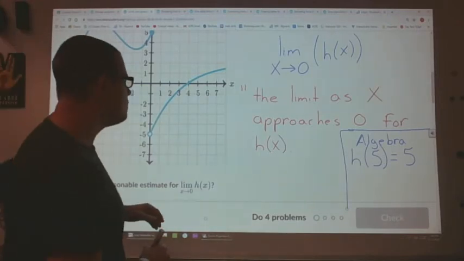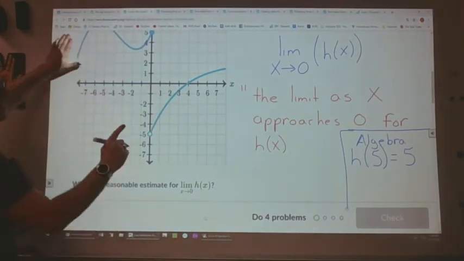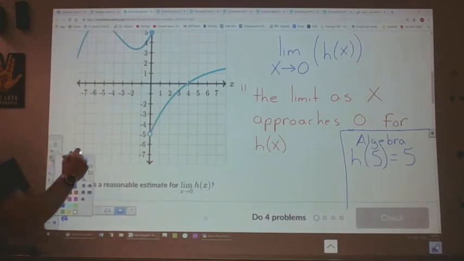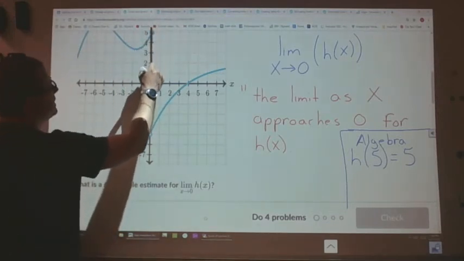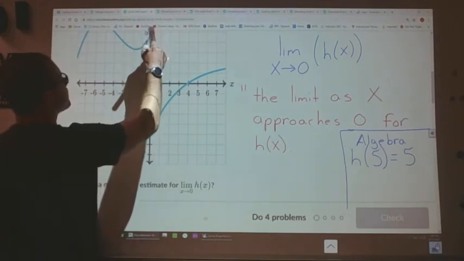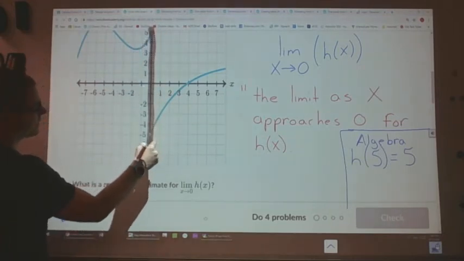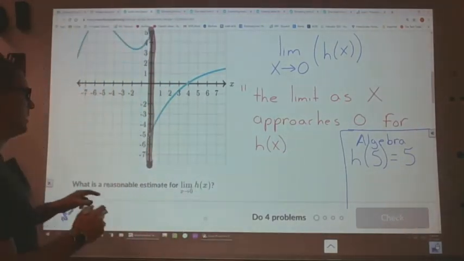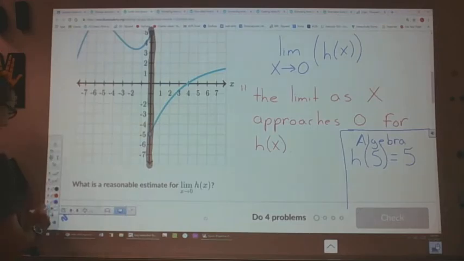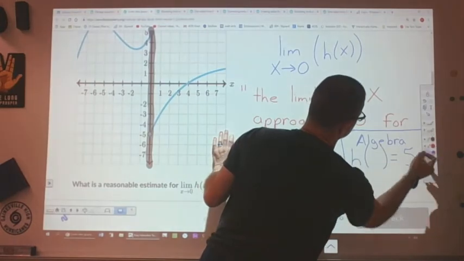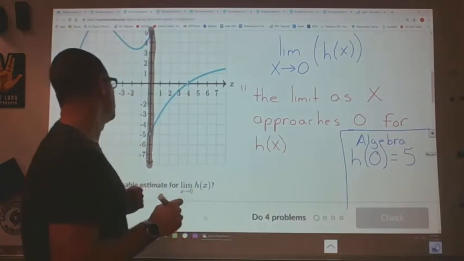So, as x approaches 0, I'm going to pretend like we can't actually see the value at 0. There's a shadow covering that line, so I can't actually see it. I'm going to ignore the actual value that we're looking at. Excuse me, not h at 5 is 0, h at 0 is 5. Correct that, sorry.